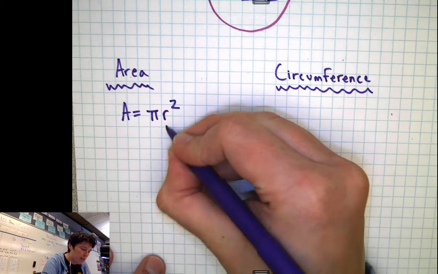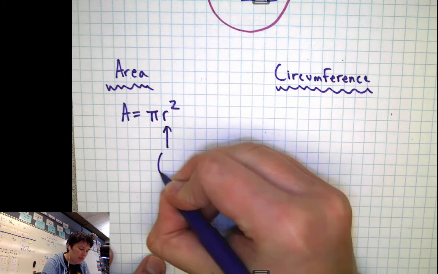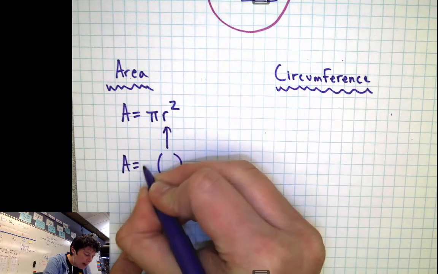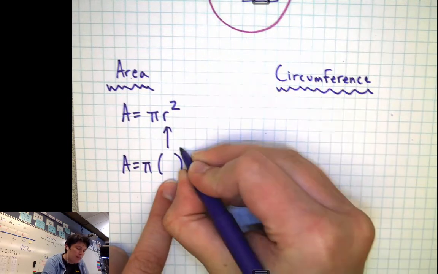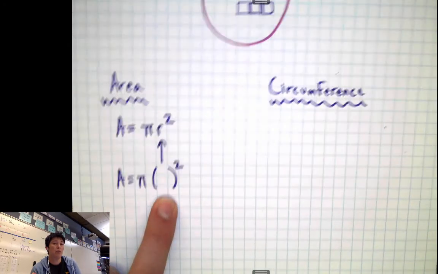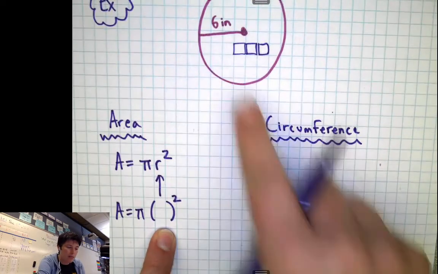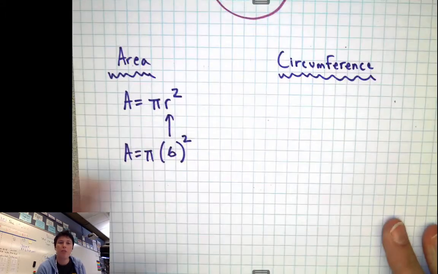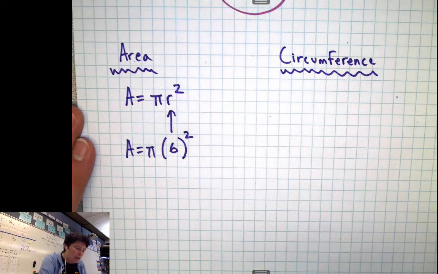Now I need to replace my r, my radius, with the number that would go there. So I'm actually going to do area equals pi times a number squared. Now what number goes in here? What's the radius of my circle? Well, the radius, if you look in the picture, is 6 inches. So we're going to put a 6 in here. So we're going to do pi times 6 squared.